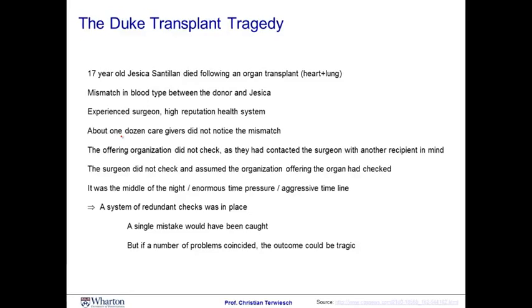In the aftermath of Jessica's death, a group of experts were put together to assess what went wrong in this process. They estimated that about 1 dozen caregivers had the opportunity to notice the mismatch. Typically, a single mistake in this type of process would have been caught. If one person forgets to check the blood type, well, there are 11 others who could have noticed. But if 12 people at the same time all make a defect at once, the outcome is tragic.